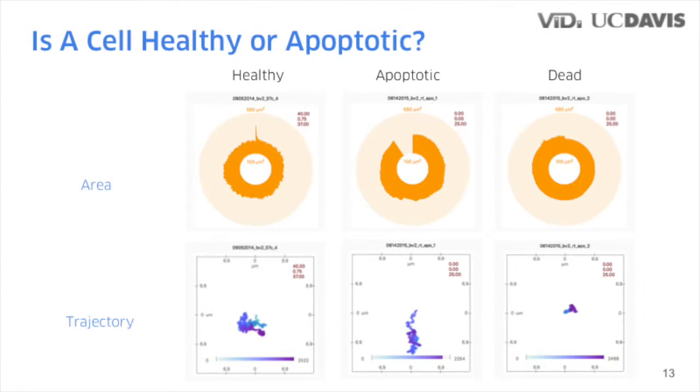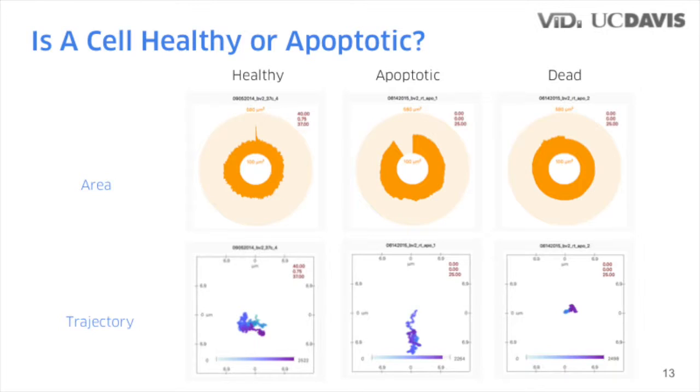CellVis can also help scientists promptly identify if a cell is alive or dead. Apoptotic cells can be in different stages of programmed cell death, and they often have similar morphology to dead cells. However, apoptotic cells still have function and can recover from apoptosis. Differentiating between live and dead cells requires longer observation of suspicious cells.